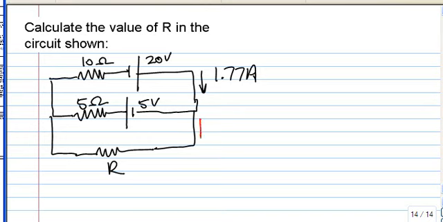So let me define a couple of different currents. I'm going to call this one I1, this one I2. Once I've defined those currents, I can make a relationship between I1 and I2. If I look at the diagram, I see that I2 is equal to 1.77 plus I1, or it's 1.77 amps in the upper branch of the circuit. So this is the junction equation.